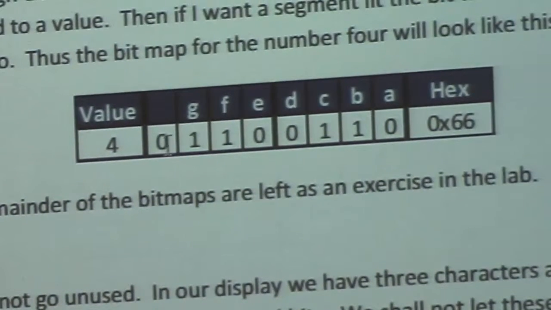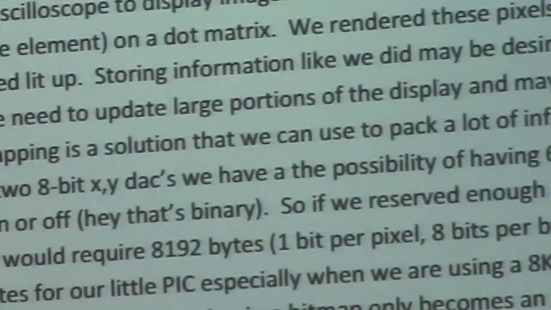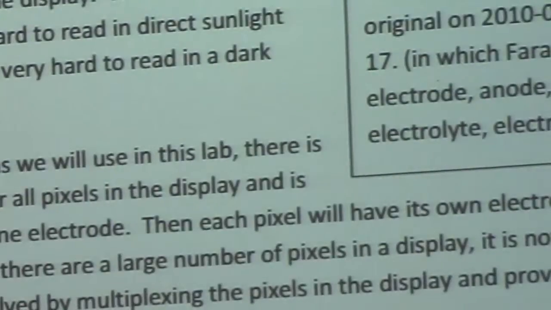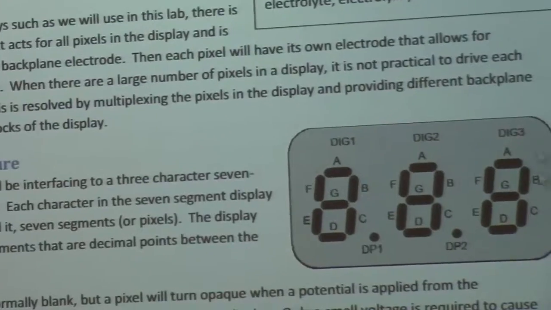And this last bit, so it's only 7 segments, A, B, C, D, E, F, G, but this last bit we're going to be able to use for either decimal point 1 if you're on digit 1, decimal point 2 if you're on digit 2, or if you're on digit 3, it's going to be the backplane. So we'll be able to control the backplane voltage by setting the 8th bit for digit 3.